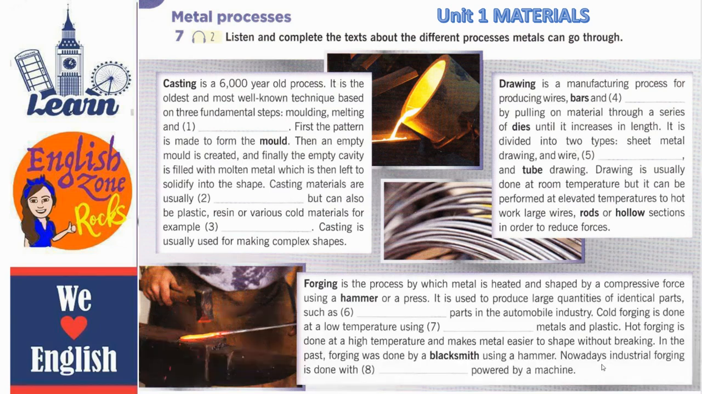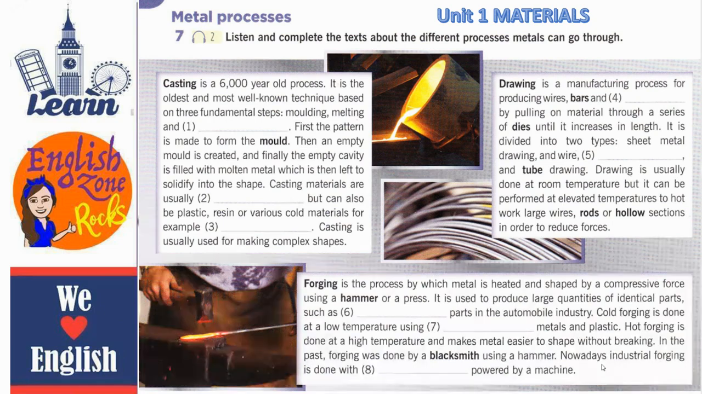Casting is a 6,000-year-old process. It is the oldest and most well-known technique based on three fundamental steps: molding, melting, and casting. First, the pattern is made to form the mold. Then, an empty mold is created. And finally, the empty cavity is filled with molten metal, which is then left to solidify into the shape.